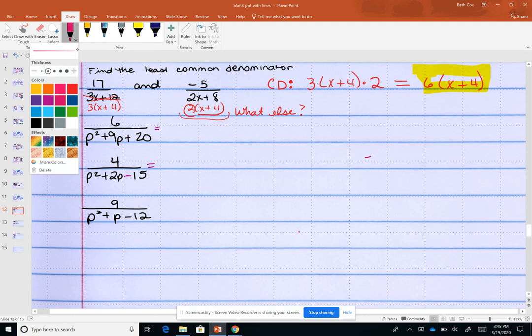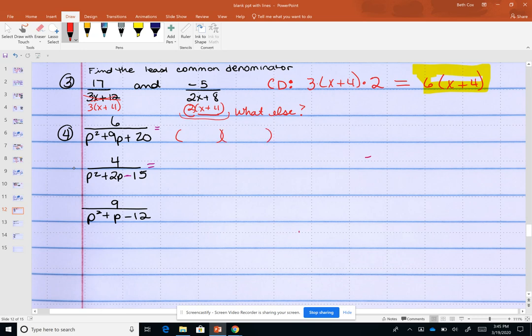All right, so we're going to do this one. We are going to find the common denominator of these three fractions right here. And so I need to factor the denominators. And again, if you need to take the time to factor them yourself, you can. You can stop the video. We'll factor this one. And this is going to give me a p plus 5 and a p minus 3. And then I'll factor this last one. And it's going to give me a plus 4 and a minus 3.